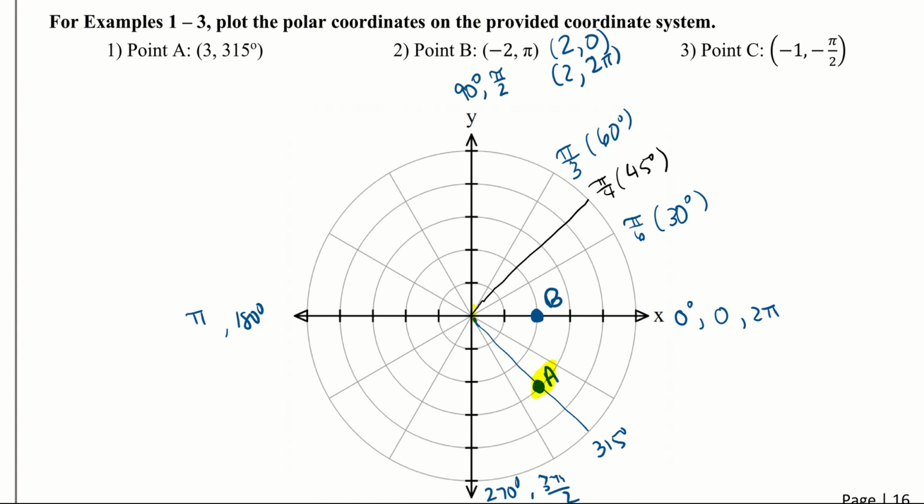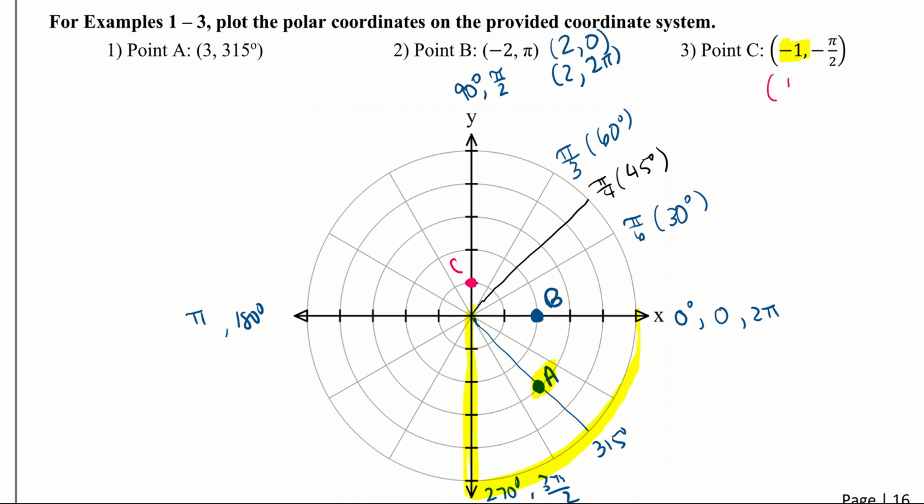Point C, I'm going to do -1 for my radius. So again, I'm going to be going in the opposite direction, in the direction of negative pi over 2. Well, positive pi over 2 would be this direction. Negative pi over 2, just like with the unit circle, would be this direction. So I'm along this. This is the angle direction that I'm going in, but because I'm going -1 units, I'm actually going to go back up this way. So point C is here.